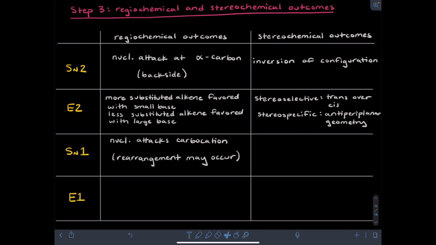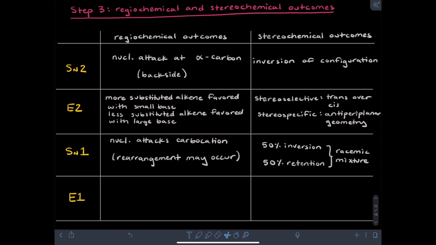In terms of the constitutional isomer of product formed for SN1 reactions, the nucleophile will attack wherever the carbocation is, and this could be multiple sites in the molecule if there is resonance. Also, the carbocation can potentially undergo rearrangement, which could give you even more possible regiochemical outcomes.